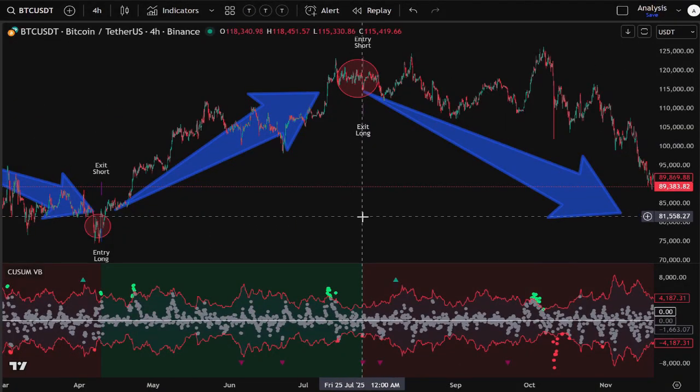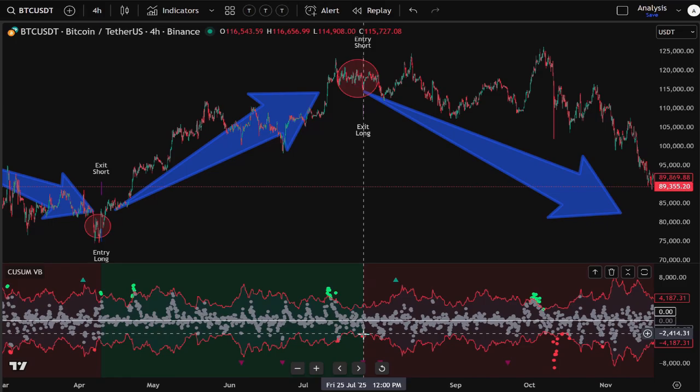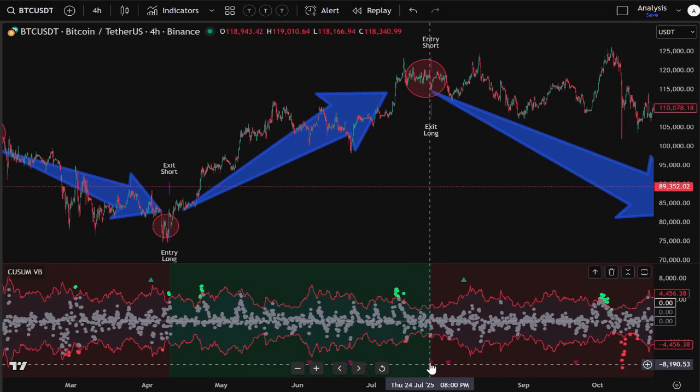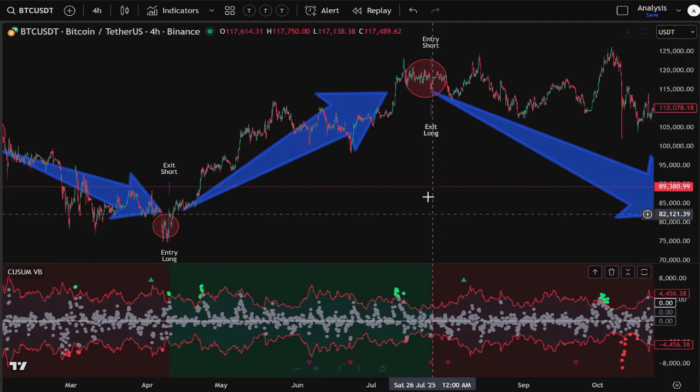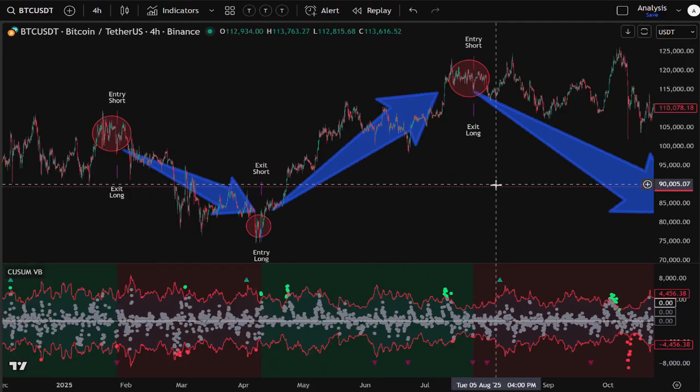And then here, the cumulative sum breaks again beyond the lower control limit, confirmed by the Bollinger Band breakout indicator here, the triangle. And that's where we enter a short.